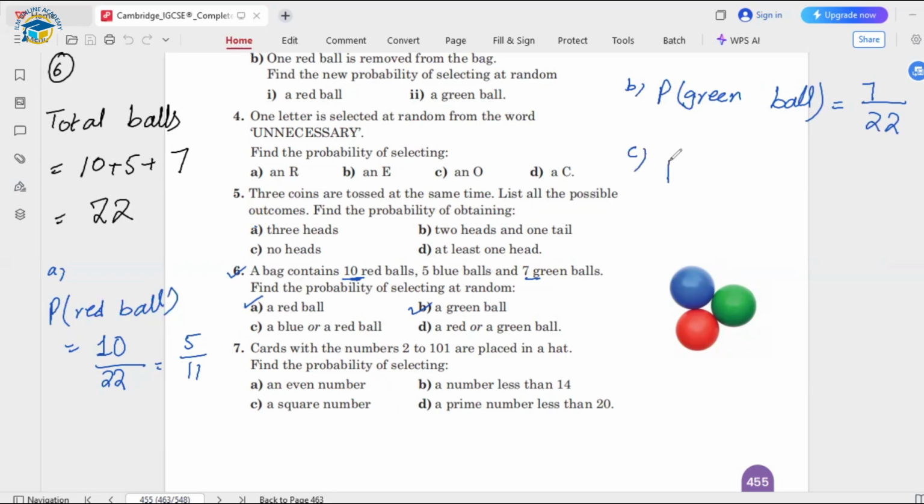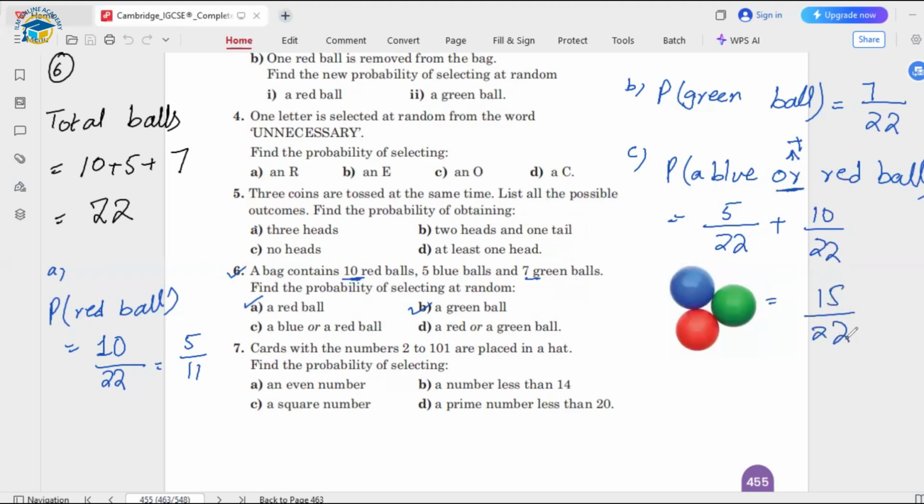Next, part number C, probability of a blue or red ball. Now here we need to use the OR rule. And for the OR rule, I told you that we need to add the probability of getting a blue ball and a red ball. The probability of getting a blue ball is 5 out of a total of 22. And how many red balls are there? 10 red balls out of a total of 22. Now 10 plus 5 will be 15 over 22. So we added the two probabilities, and in this way we got 15 over 22. That is the probability of getting a blue or a red ball.